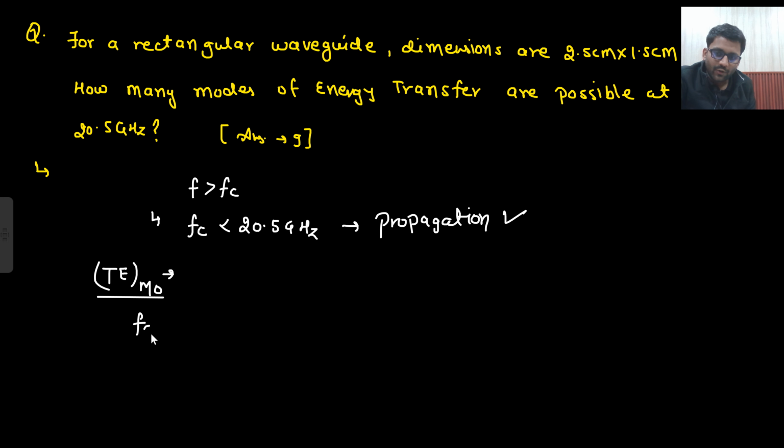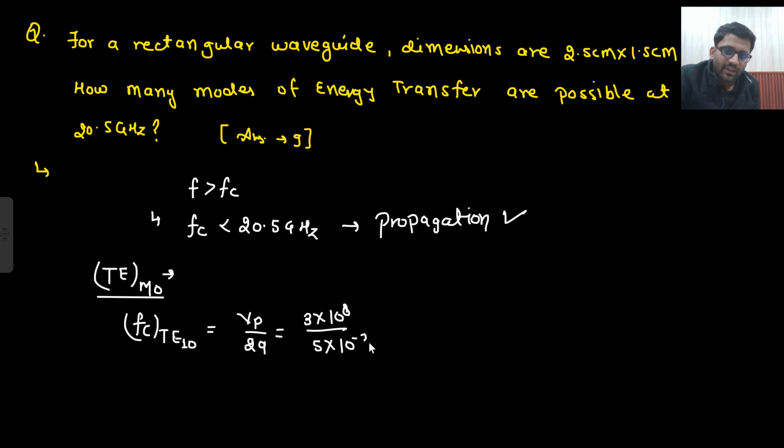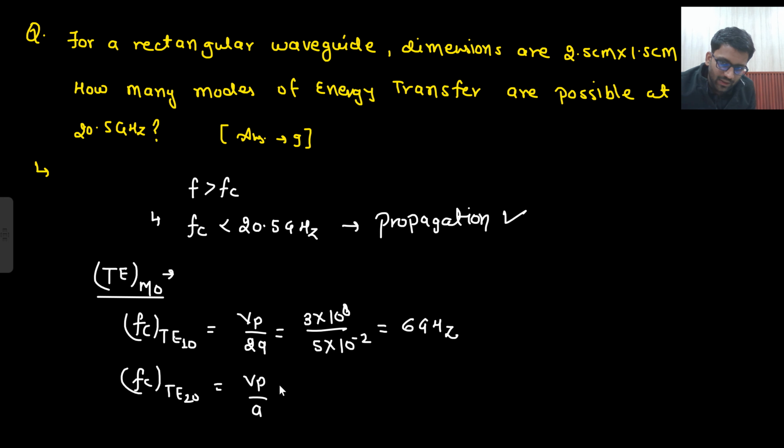So first I am finding the cutoff frequency for TE10, because TE00 can never exist. What is the cutoff frequency of TE10? That is Vp by 2a. So 3 into 10 to the power 8 divided by 5 into 10 to the power minus 2. So 30 by 5, 6 gigahertz. You are getting 6 gigahertz. So what will be for TE20? That would be Vp by a under root 2 by a whole square. The n value is 0 only. So what you are getting?